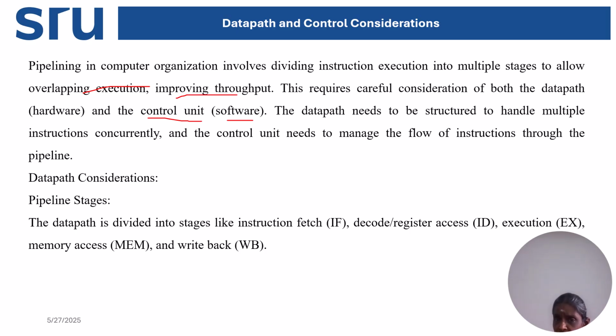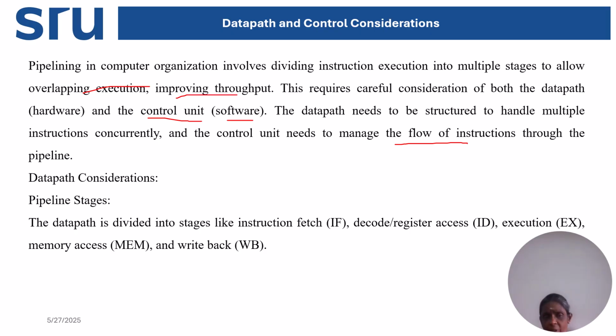The data path needs to be structured to handle multiple instructions concurrently. So the first instruction's output is going to the second instruction's input. That is the handling of multiple instructions. The flow of data within the instructions should be done correctly and concurrently, and the control unit needs to manage the flow of instructions through the pipeline. It has to manage everything.